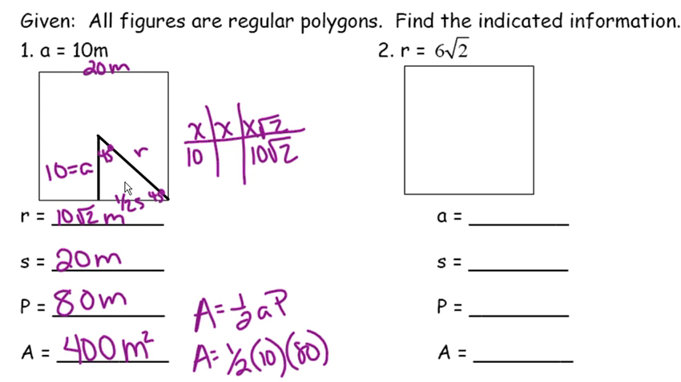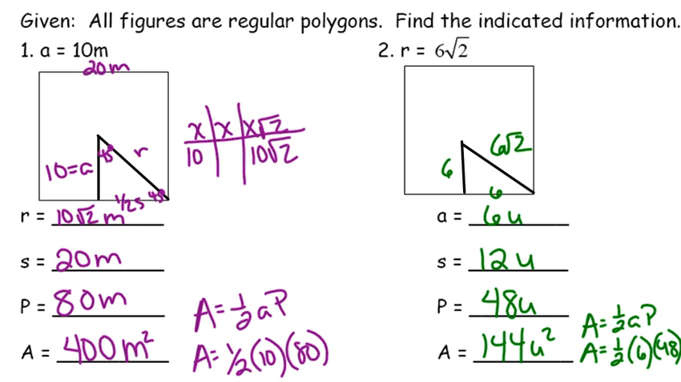That's as simple as it is to find all of these pieces and the area of this regular polygon. I would like you to do number 2 and come back when you have your answers and check them. So hit pause now. All right, so you should have gotten an apothem of 6 units, a side length of 12 units, a perimeter of 48 units, and an area of 144 units squared. Did you get that? Good. Let's move on to our next polygon.